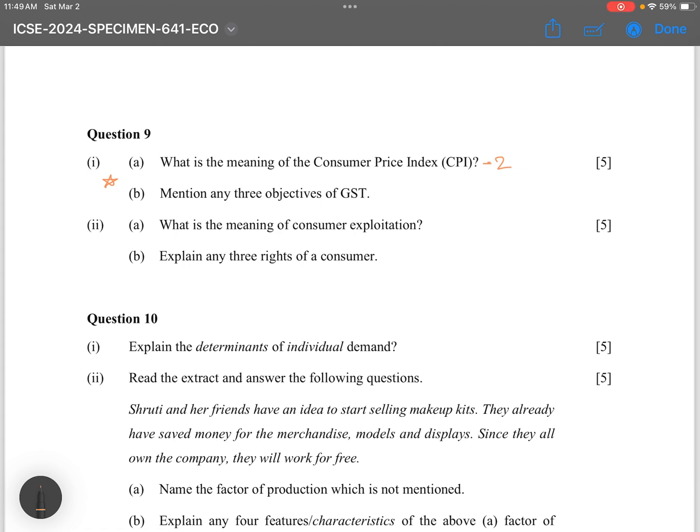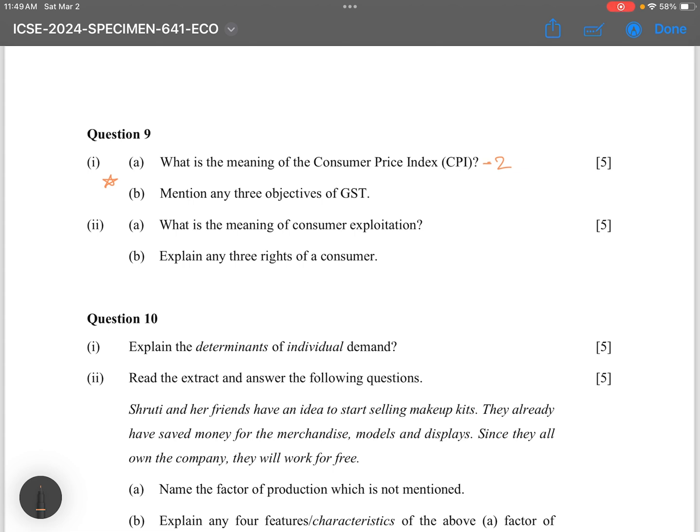So for example, if I say that one of the primary objectives of GST is to widen the tax base in India, it's a complete sentence, it's clear. Second, I can say that it helps to create a common market in India with a uniform taxation system and to curb tax evasion in the country. So like that, you have to write at least 3 objectives of GST.